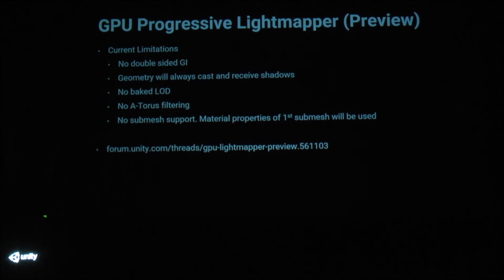But there are some limitations currently. We'll be adding and removing some of these limitations. Currently, there's no double-sided GI, and all geometries will always cast and receive shadows. There's no big LODs, and you can't use the A-Trous filtering, only Gaussian blur. And there's no submesh support. So if your mesh has submeshes, it will only read the first submesh material for Lightmap baking.